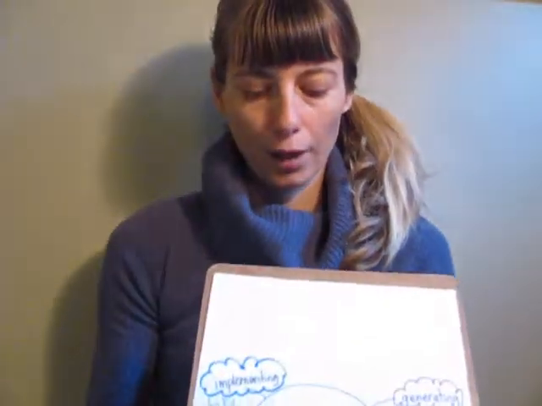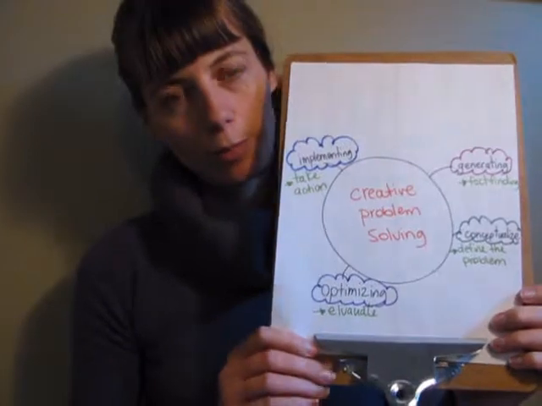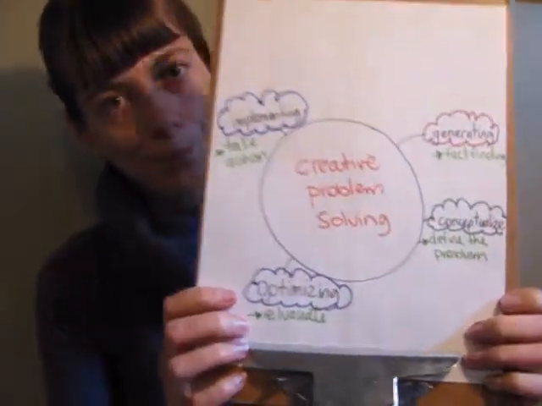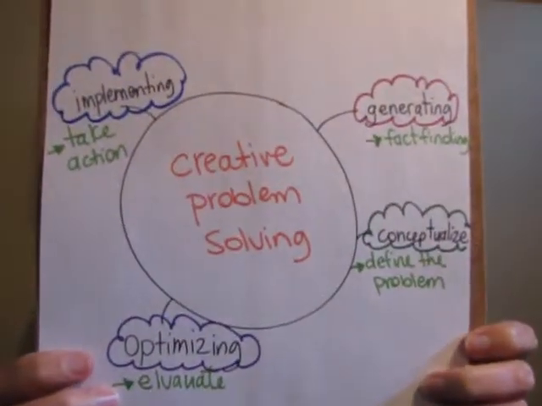So I'd like to talk about some of the problem-solving strategies that I used for my assignment in looking at time management. I did a little bit of research on problem-solving strategies, and I found this kind of neat diagram on creative problem solving. Let's hold it up so you can have a look.